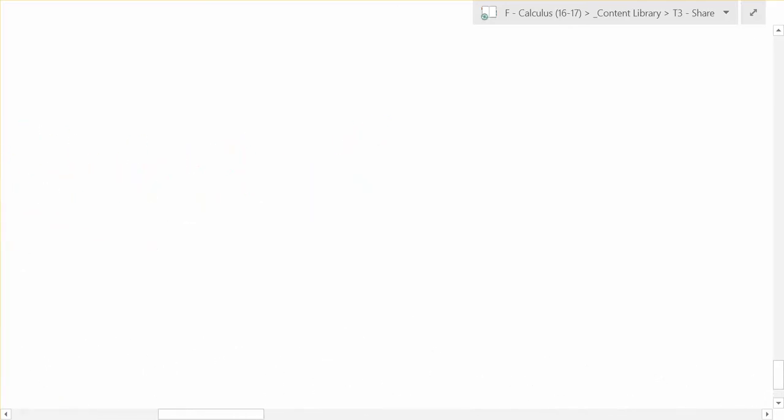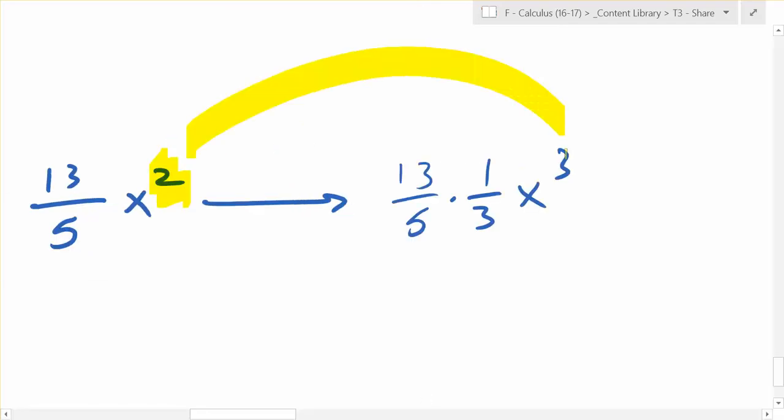Let's try it again, everybody. I'll go to blue. I like blue. How about 13 over, I don't know, 5x squared? What's the antiderivative of that? Right? You turned it into a 3, but then it also goes there. And now what does that turn into? It turns into 13 over 15x to the 3rd.